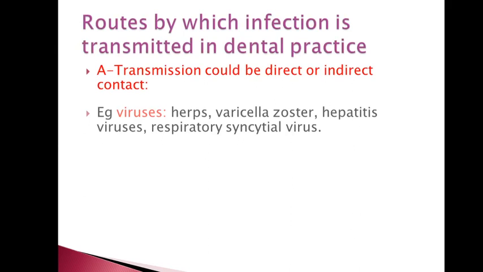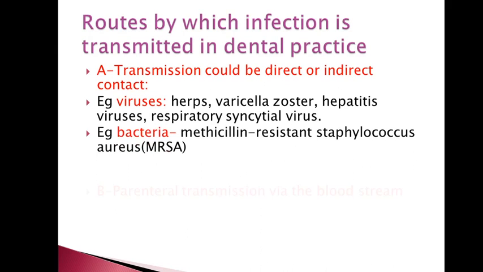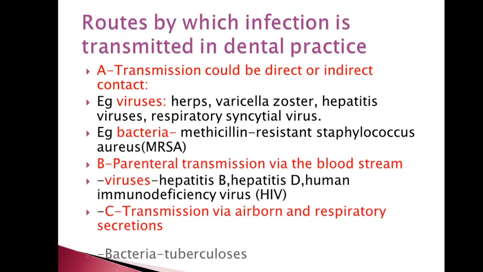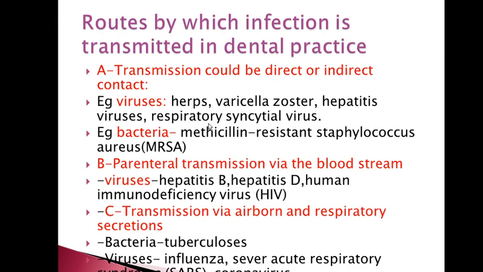Let's look at the next slide. We're going to talk about the routes by which infection is transmitted in dental practice. This is really important to know, the different types of routes and types of transmission. Transmission could be direct or indirect. So the transmission could be direct contact or indirect contact with the patient. Examples: viruses like herpes, varicella zoster, hepatitis viruses, respiratory syncytial virus. If we have bacteria, it could be methicillin-resistant Staphylococcus aureus.